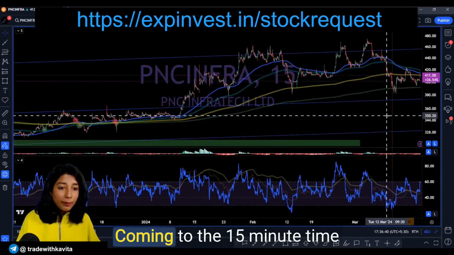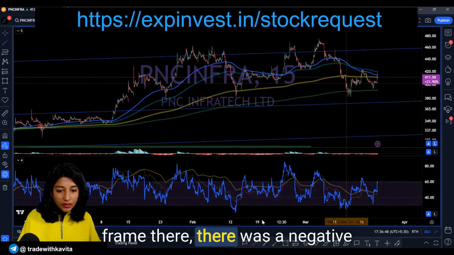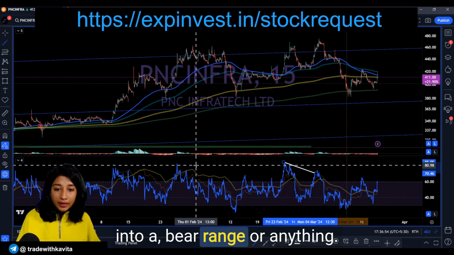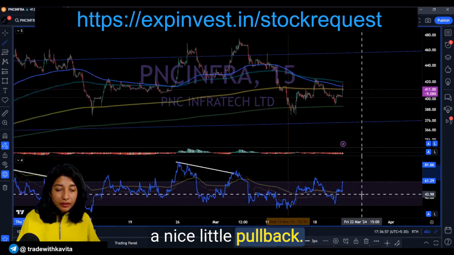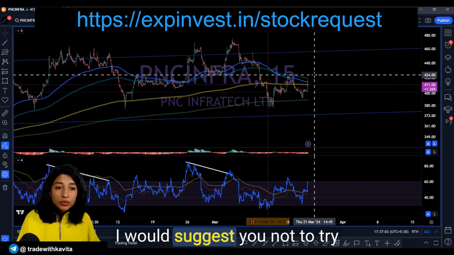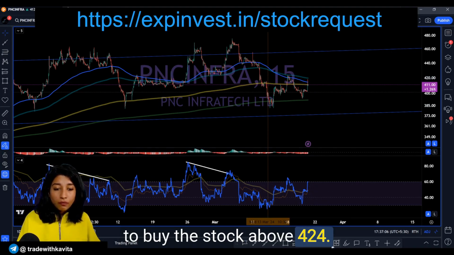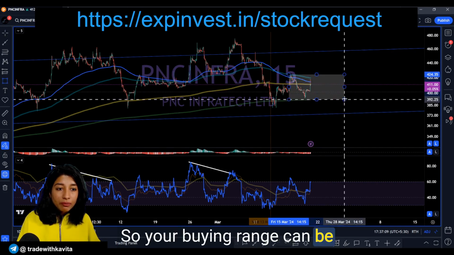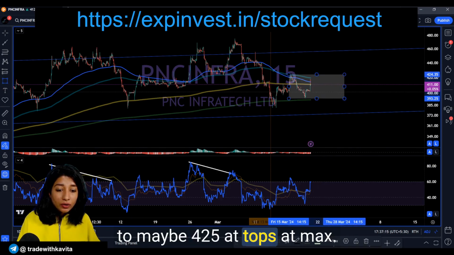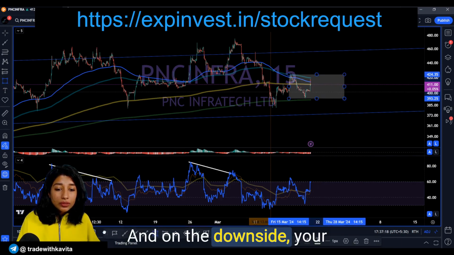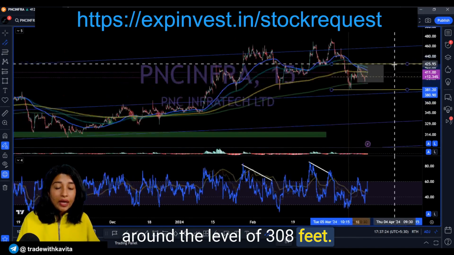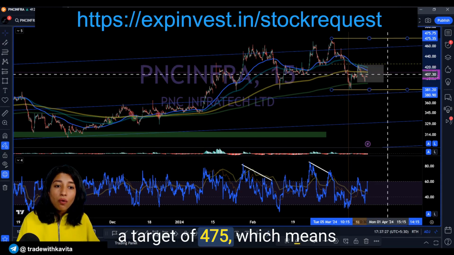Coming to the 15-minute time frame, there was a negative divergence, but I wouldn't say that the stock has really gone into a bear range or anything. In fact, it has just completed a nice little correction. So yes, PNC Infra looks attractive for a fresh position at 411. I would suggest you not to try to buy the stock above 424. So your buying range can be basically 400 to maybe 425 at max. And on the downside, your stop loss level should be somewhere around the level of 380, and you can buy the stock for a target of 475.